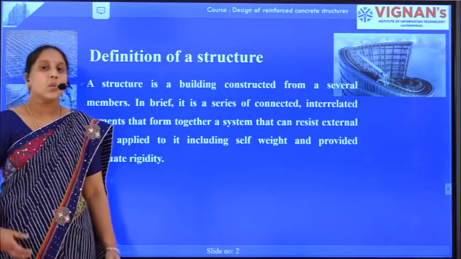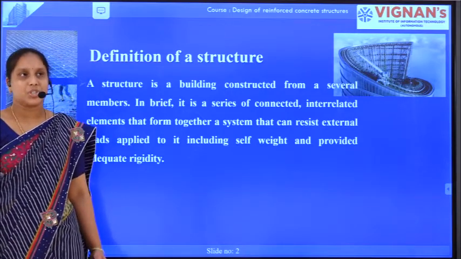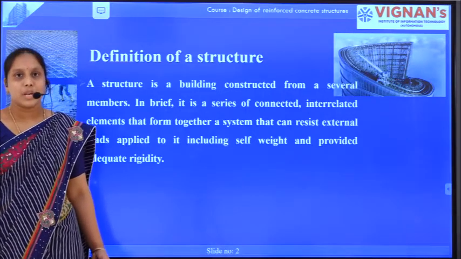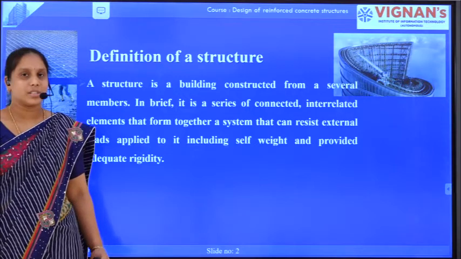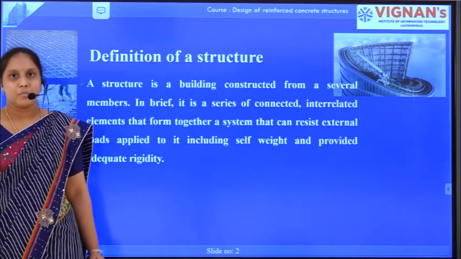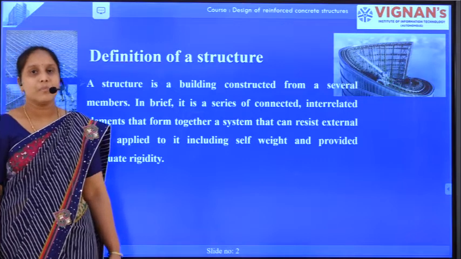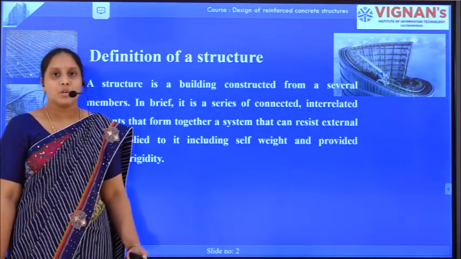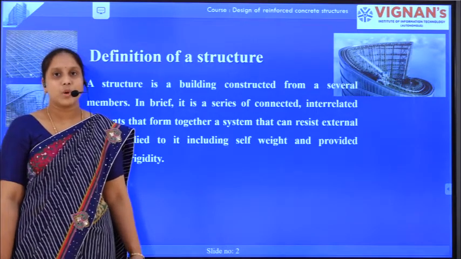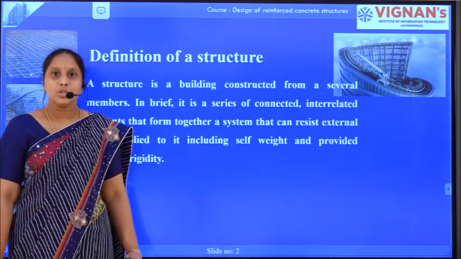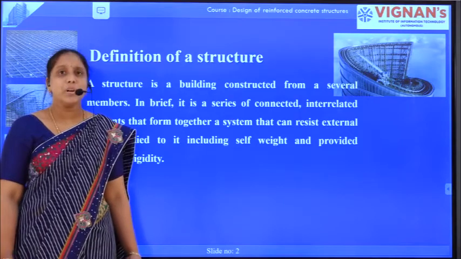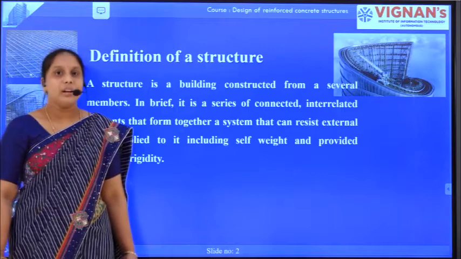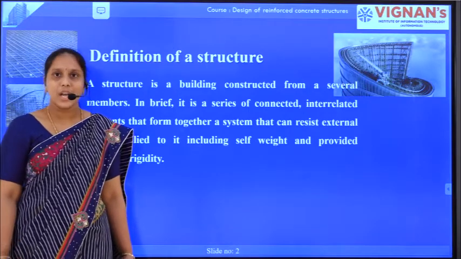In the sense, we have several members in a structure, like beams, columns, slabs, footings, walls, staircase, etc. So all these are the members, and they are connected to each other. The walls, beams, slabs, footings are all connected so that the whole set of members acts as a single system and resists all the loads which are acting on it.